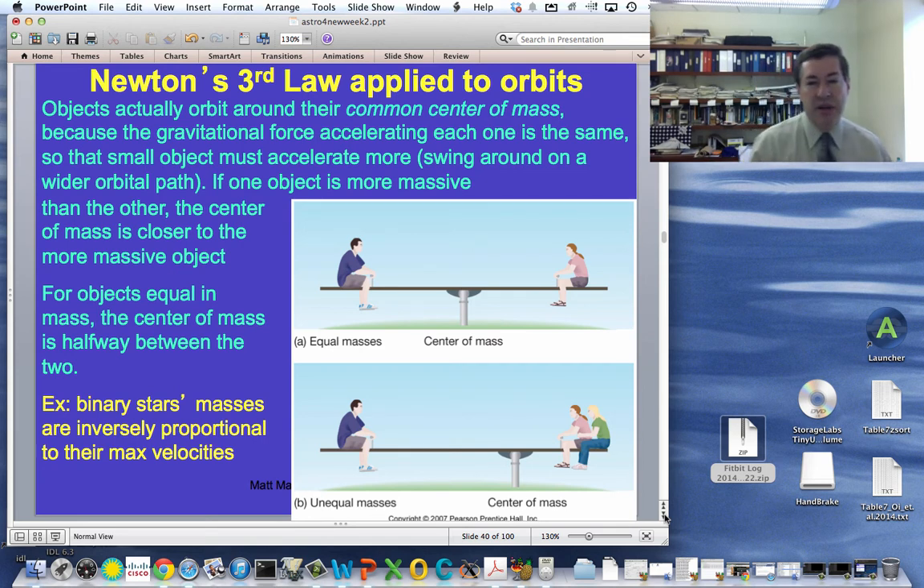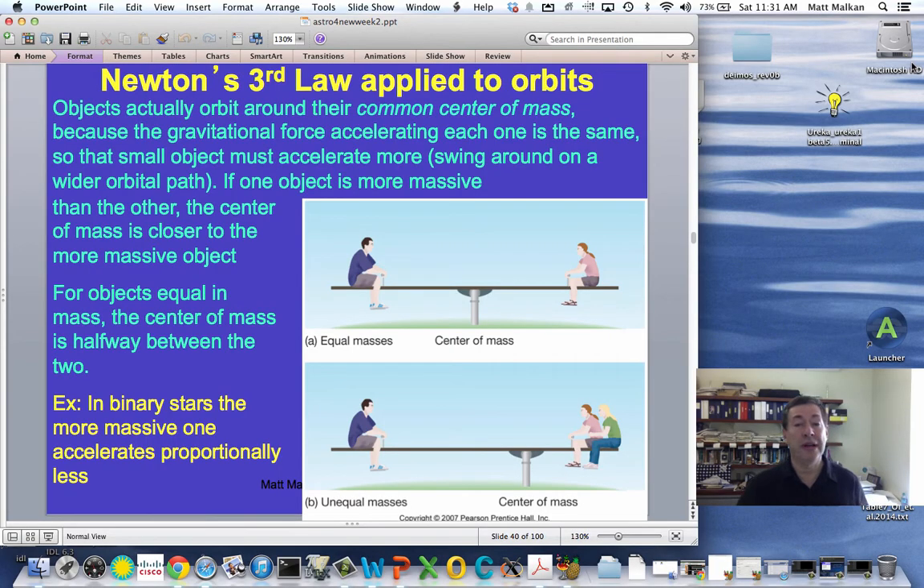Where is the center of mass? This is the basic deal. If you had two equal masses, just think of two equally heavy people on a seesaw, then the center of mass would be halfway in between. That's exactly what happens if you have two stars of equal mass.